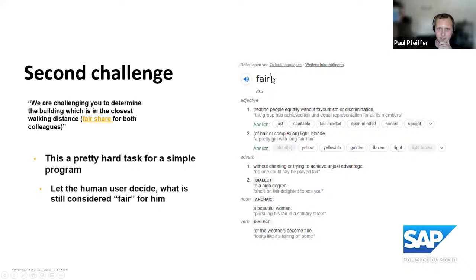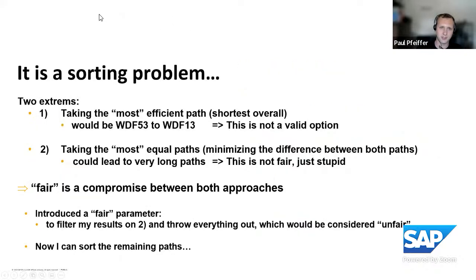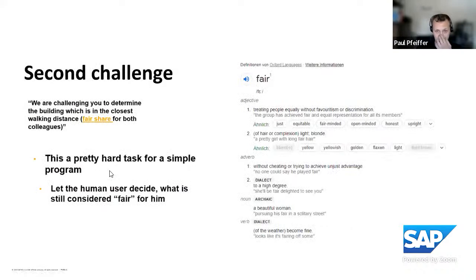As with many natural language things, the concept of fair, or the definition of fair, is ambiguous. It would be treating people equally without favoritism or discrimination. This is what Oddfox says. So how do you now translate that to a simple program?